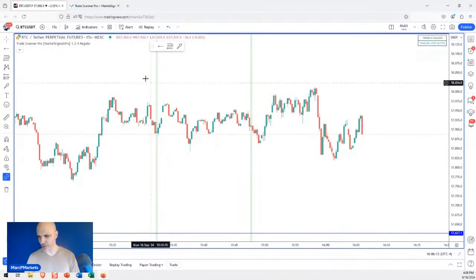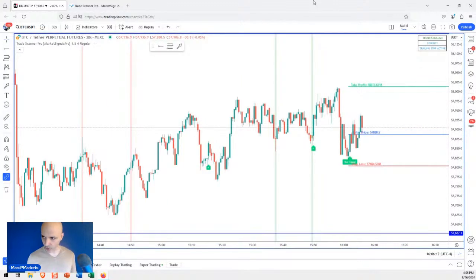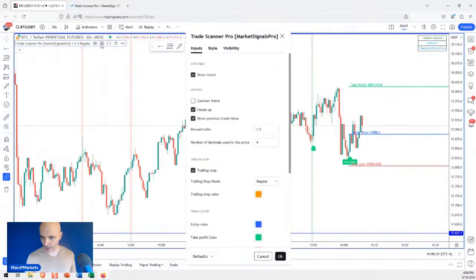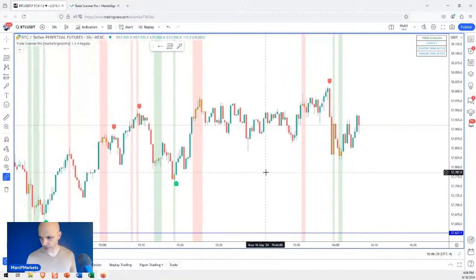Now, this is the 15-second. Let me check a 30-second here. Oh, we just got a signal on the 15-second there. Oh, there's one on the 30-second, but those are bullish. That thing is calling longs. I'm interested in shorts, so I'm going to turn counter trend on, and this is the counter trend version, okay?